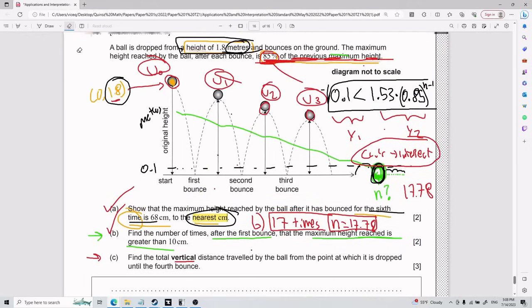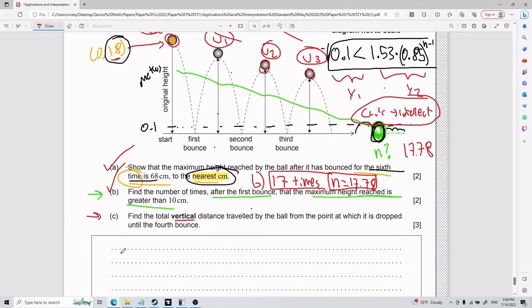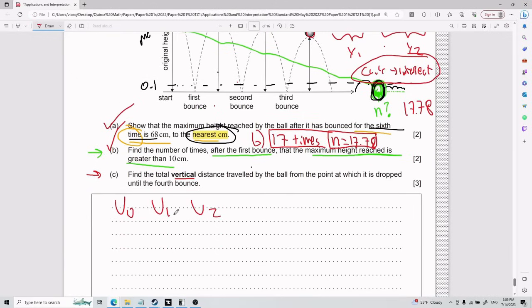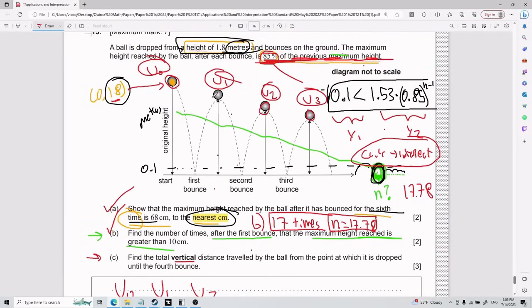On one side, you have your terms that you plug in, so u0, u1, etc. And then you have what each term represents. What the term represents is the total height. It's always going to give you the maximum height after that bounce.